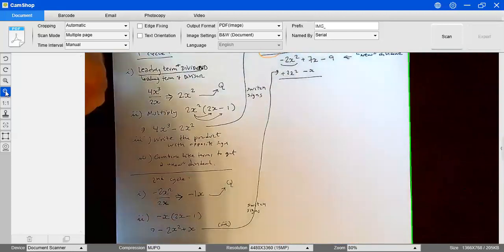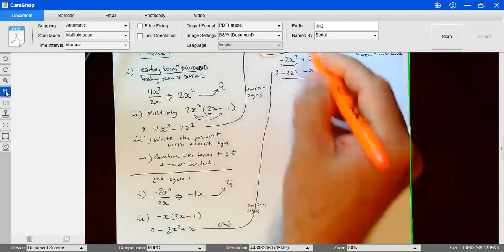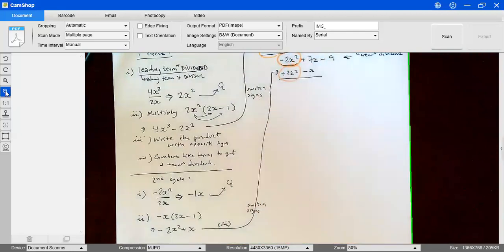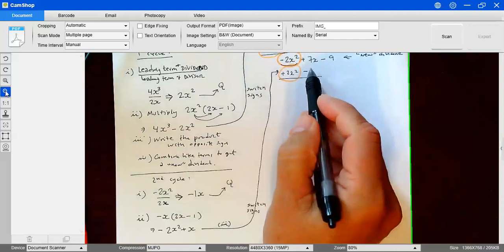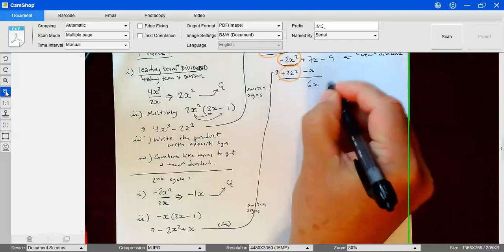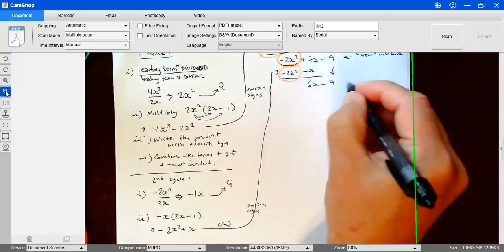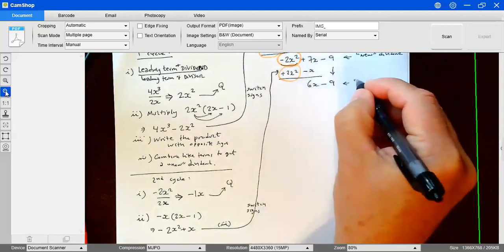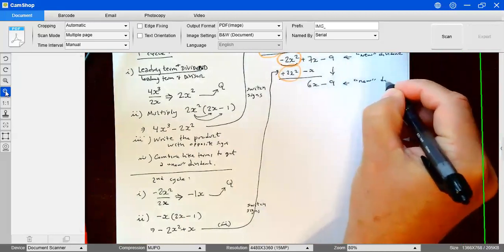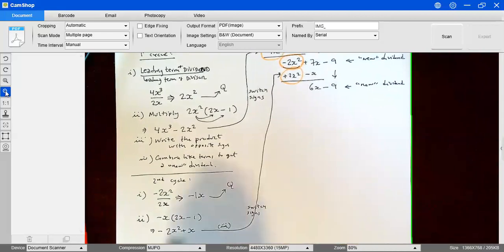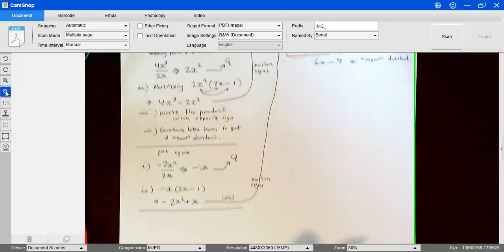So again, the leading term of the current dividend should cancel, and then we get a new dividend. So this is going to be positive 7x minus x is going to be 6x, and we bring down the remaining part of the previous dividend. So we have another new dividend now. So we're going to repeat this process one more time. So this is going to be the third cycle.